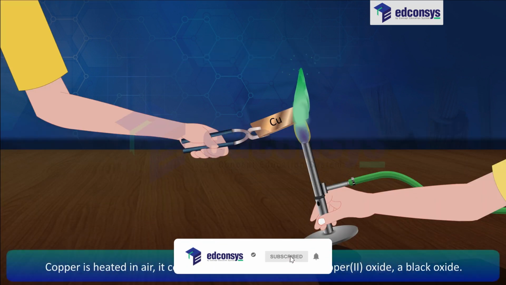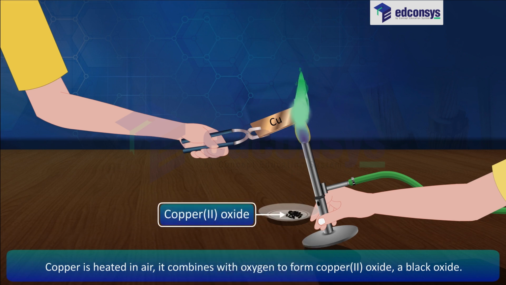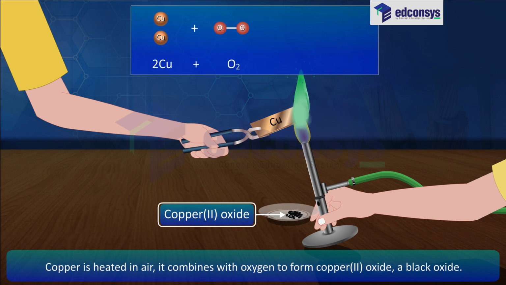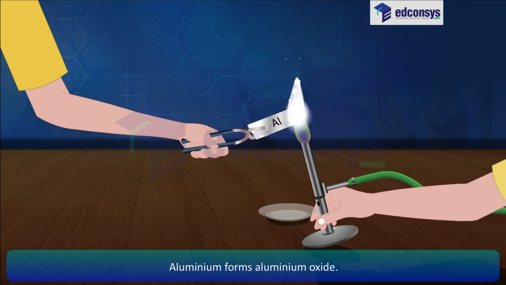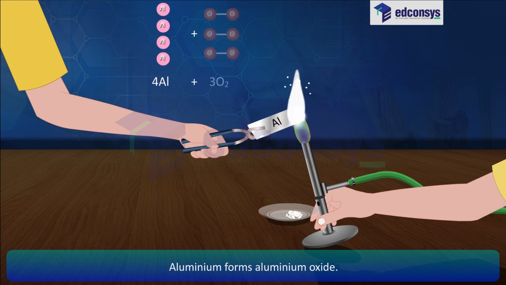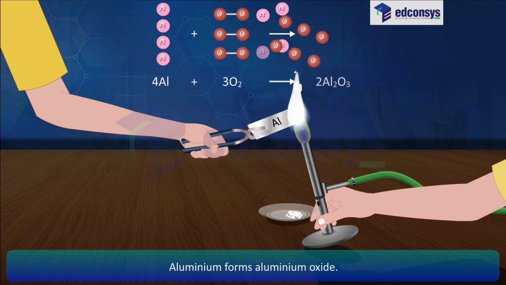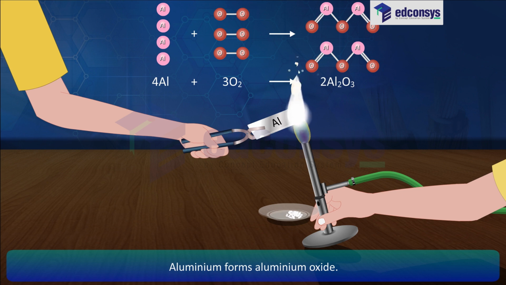For example, when copper is heated in air, it combines with oxygen to form copper oxide, a black oxide. 2Cu plus O2 gives 2CuO. Similarly, aluminum forms aluminum oxide. 4Al plus 3O2 gives 2Al2O3.